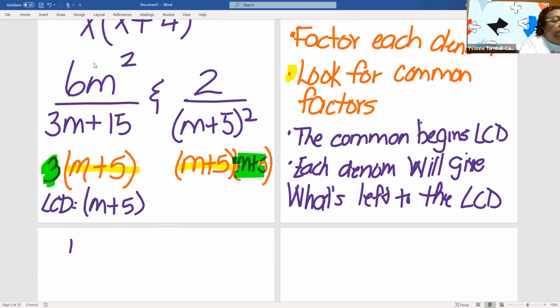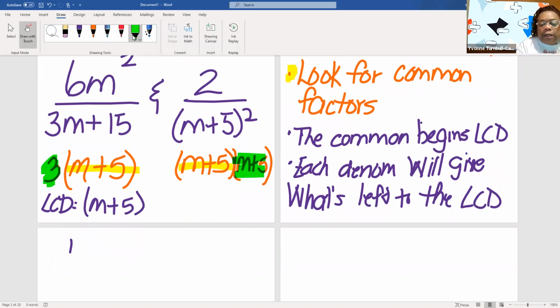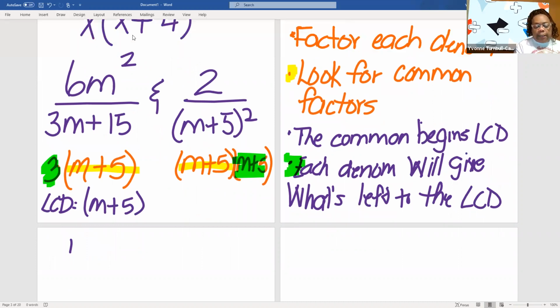Let me get some markers I can highlight so I can see. Okay. This right here is what's in green. All right, let me go back so it makes sense. Okay, so I factored each denominator. You see that in orange. Then I identified the factor that they both had that was the same by highlighting in yellow. Once I identified it right here, I wrote the first part of my LCD. The common factor begins your LCD.